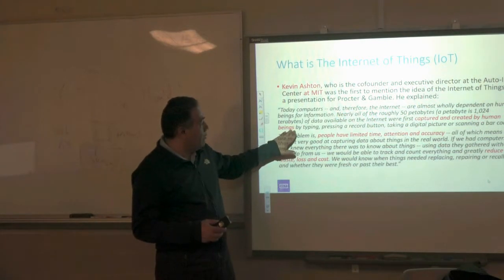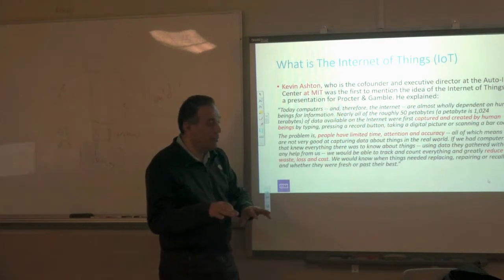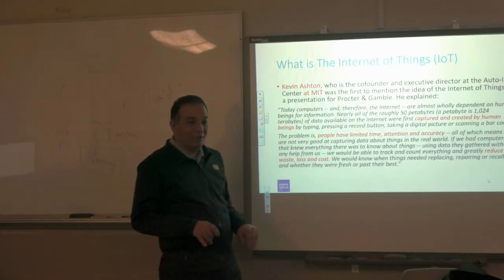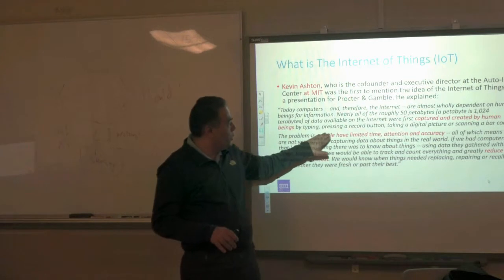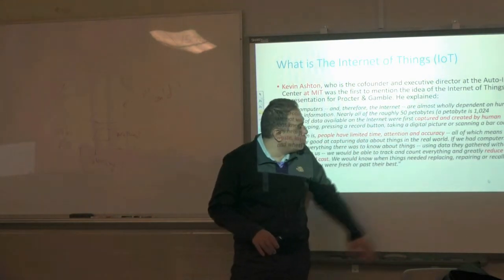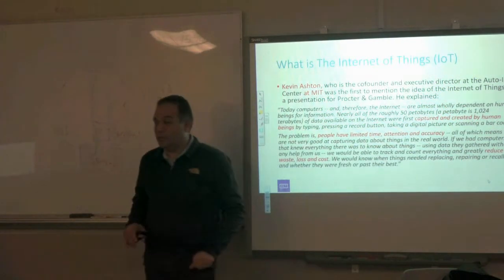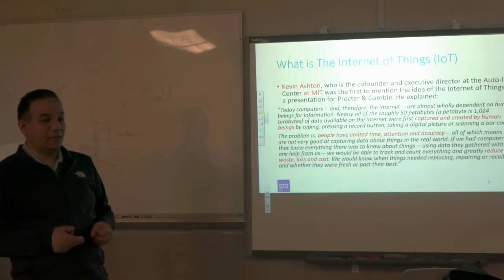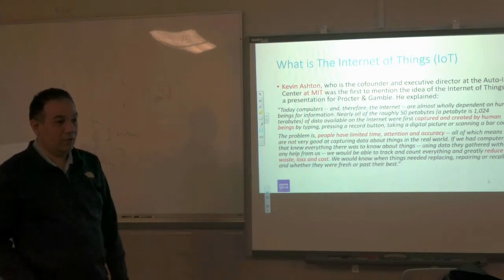Okay, these, by either typing. How perfect are we in typing, right? You're collecting all these numbers and you enter them, pressing a record button, taking a digital picture or scanning a barcode. So how many errors and mistakes do we make by doing it ourselves?